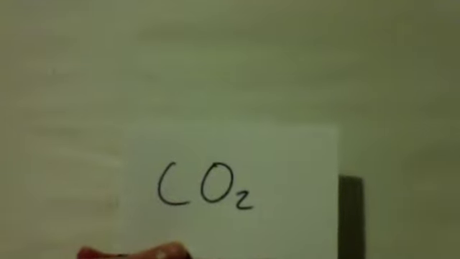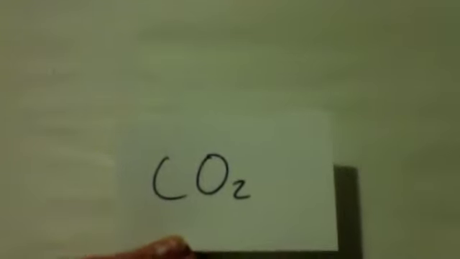We have CO2. When naming this covalent bond, you do not put monocarbon for the carbon. You put carbon. And for the second element, you put dioxide because there are 2 oxygens. You end up with carbon dioxide as your final.